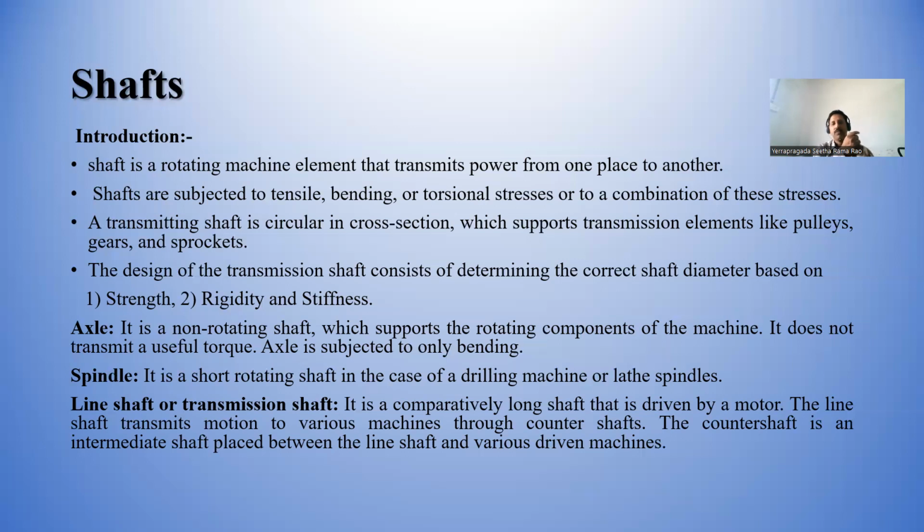The line shaft or transmission shaft is used for transmitting power from one place, from one shaft, to various machines through the counter shafts. The counter shaft is the intermediate shaft we place between the line shaft and the various driven machines, which you usually find in factories, sugar factories and various companies. We find these kinds of shafts there.